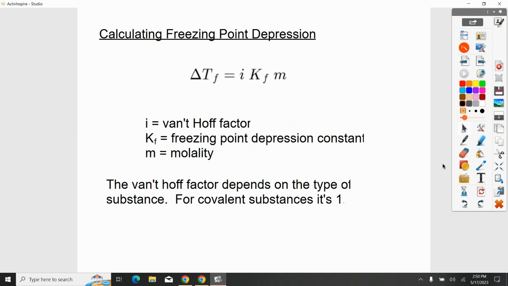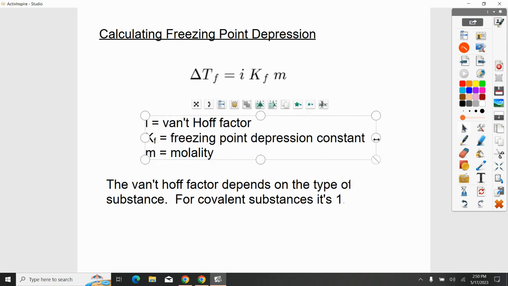Math-wise, we learned how to calculate freezing point depression and boiling point elevation. They're pretty simple. They're just equations. It is equal to i, which is the Van't Hoff factor, times K, which is either the freezing point depression constant or the boiling point elevation constant, depending on which one you want to do, times m, the molality from the previous video of your mixture.